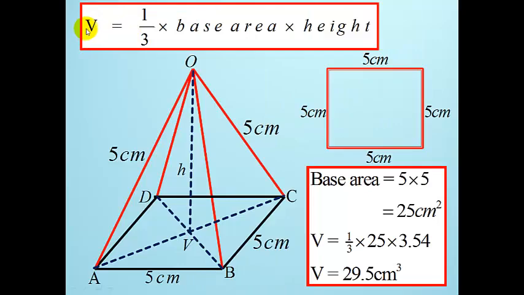Now, the volume of the pyramid. Volume of a pyramid is 1/3 times the base area times the height.